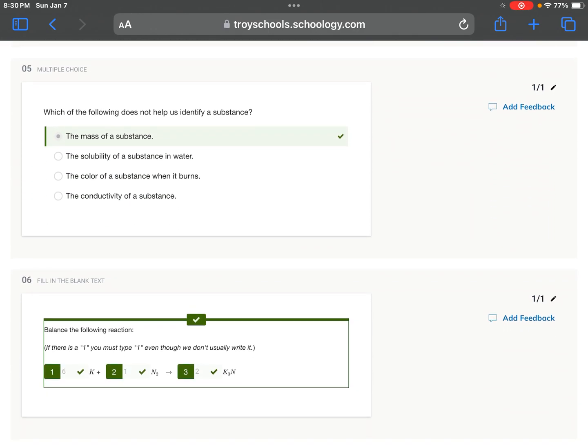Which of the following does not help us identify a substance? Well, the solubility does, the color and the conductivity does. Those are all properties of substances that we tested in Unit 4. But if we mass a substance and have 10 grams of salt versus 10 grams of sugar, the 10 grams does not help us identify anything for a particular substance.